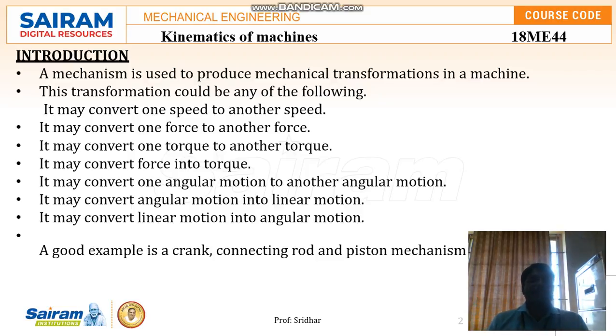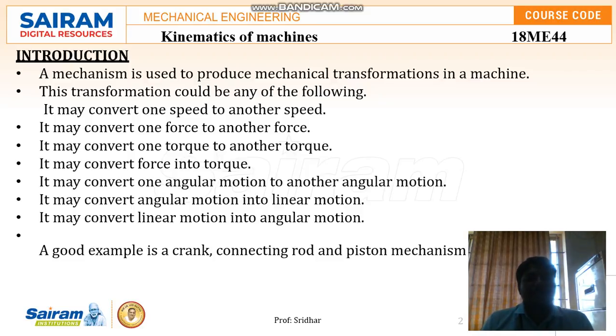As I told earlier, motions and mechanisms can transmit one form to another form in order to get a required output. In that case, the mechanisms are used to convert one angular motion to another angular motion, and they may convert angular motion to linear motion, and linear to angular motion.